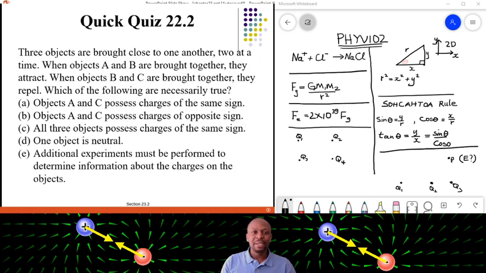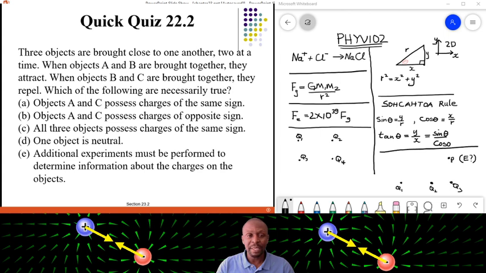Now, let us do the following quick quiz from the previous lessons on charging by induction. This one states that three objects are brought close to one another, two at a time. When objects A and B are brought together, they attract. When objects B and C are brought together, they repel. Which of the following statements are necessarily true?